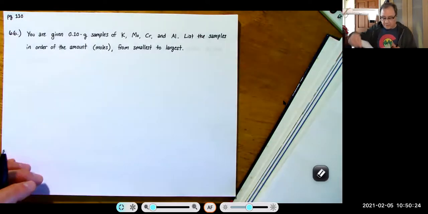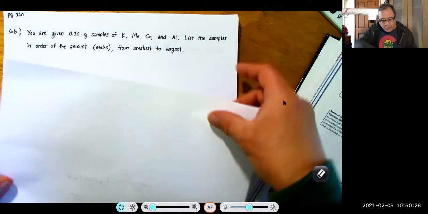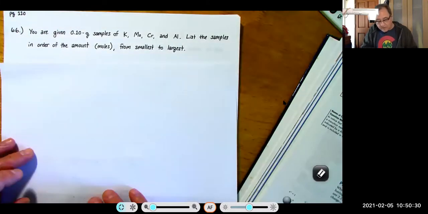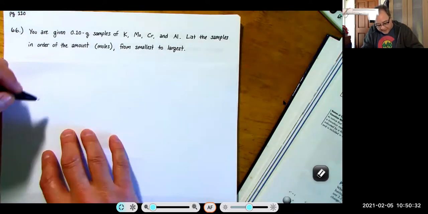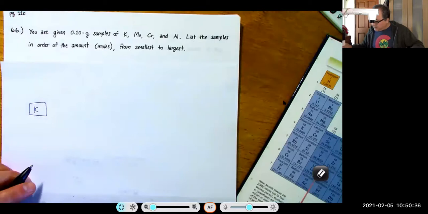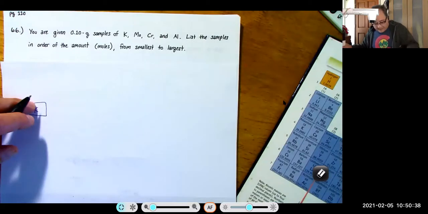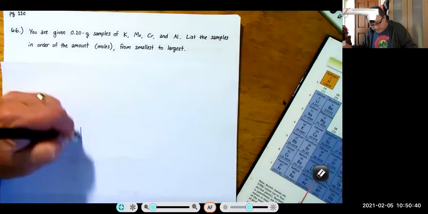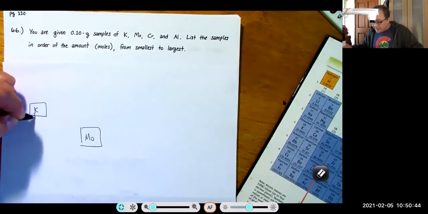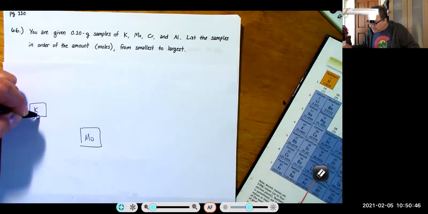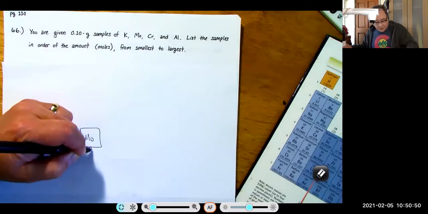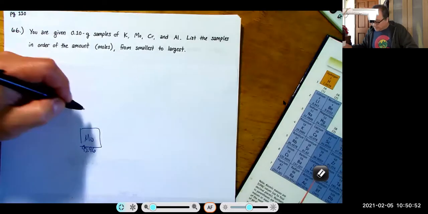Okay, let's take a look at a problem like this. You are given 0.1 gram samples of potassium, molybdenum, chromium, and aluminum. So here's potassium on our periodic table, and molybdenum is down here. Potassium is 39.10. Molybdenum is 95.96. Chromium is over here.